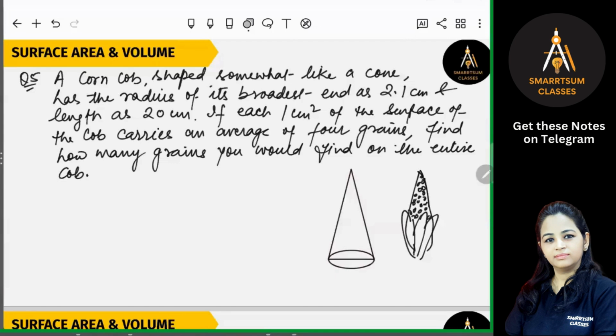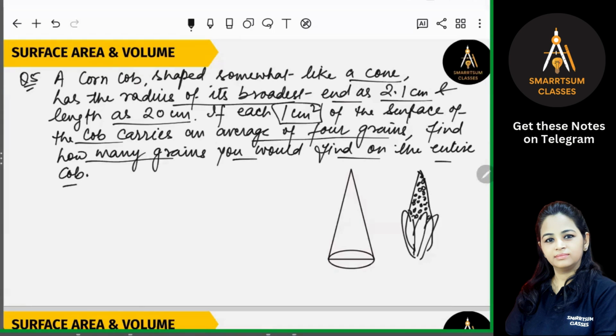Now look at this question number 5. A corn cob shaped somewhat like a cone has the radius of its broadest end as 2.1 centimeter and length as 20 centimeter. If each 1 centimeter square of the surface of the cob carries an average of 4 grains, find how many grains you would find on the entire cob. So first understand the question.